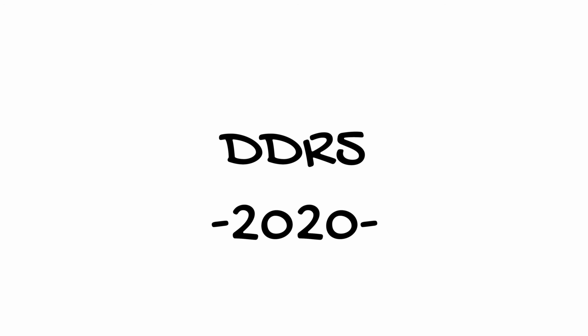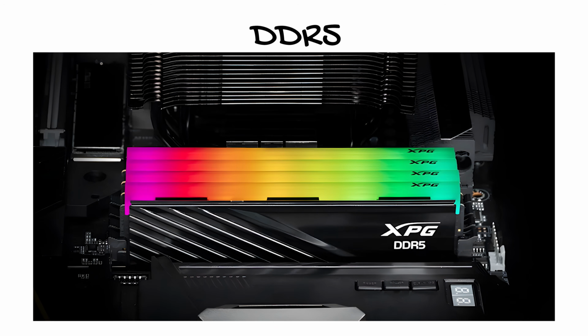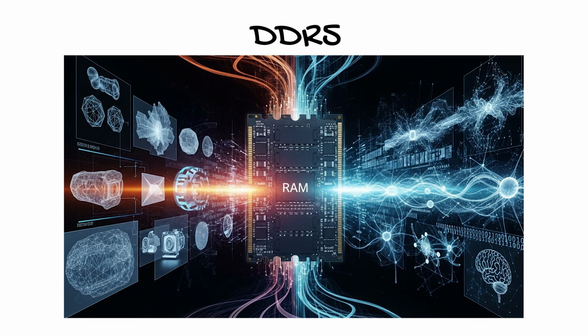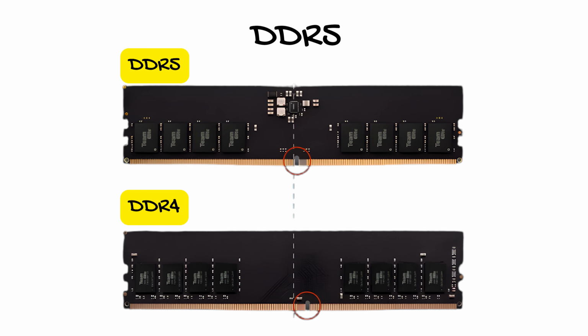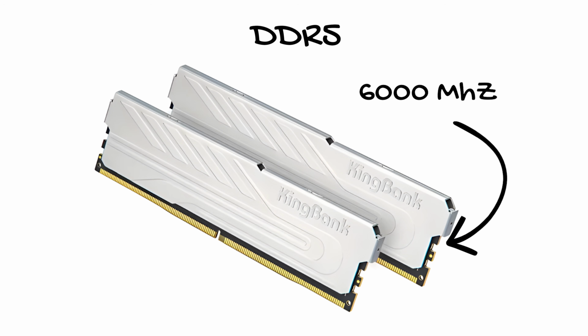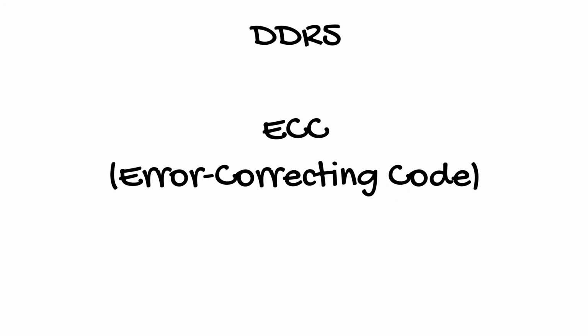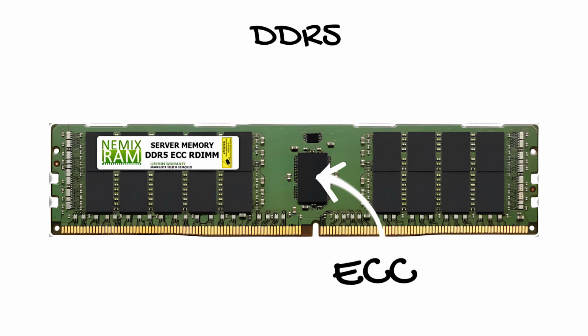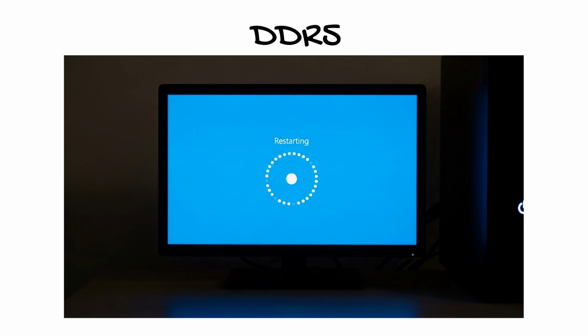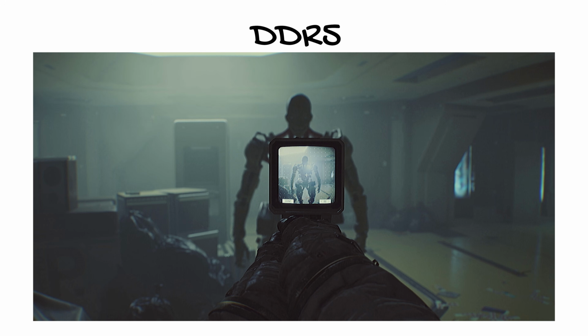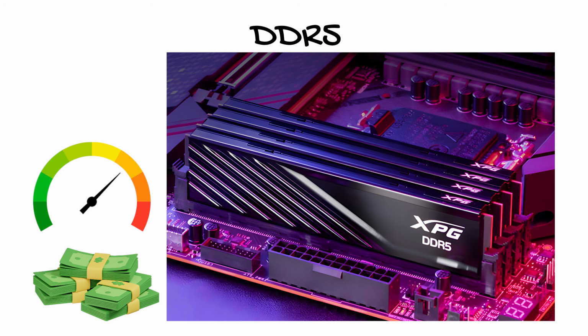DDR5, year 2020. DDR5 is the biggest technological leap of the last decade, designed for 3D rendering and artificial intelligence. Extreme speed. It starts where DDR4 ends, reaching speeds of 6,000 MHz or more. With its internal ECC, or error correction code, the RAM has a chip that detects and corrects small data errors automatically for the first time. This prevents the PC from restarting out of nowhere when you're in the middle of heavy work or an important match. It is more expensive, but its performance is far superior for demanding tasks.